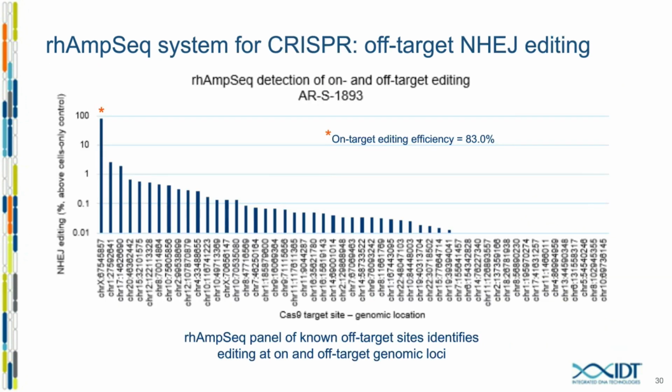So here are the results of our rhAmpSeq run for the particular androgen receptor that I mentioned earlier. Here on the y-axis, you can see the percentage editing. And on the x-axis, we plotted the genomic locations of each edit site. The first bar with the star above it is the on-target edit. Just notice that this is not a linear scale, this is log. And we can see that it has an on-target editing efficiency of 83%.